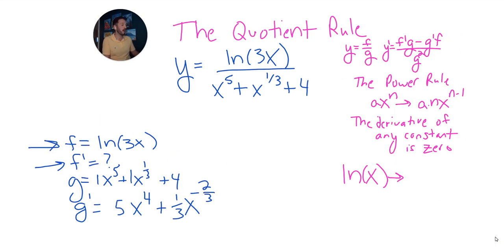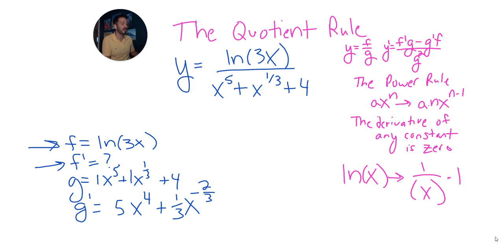Now we have to know this framework, which is ln of x. The derivative of ln of x is 1 over x, but we have to deal with the chain rule here. Okay, so that's the derivative of the outside times the derivative of the inside. The derivative of x is 1. So 1 over x, notice the inside doesn't change, okay, times the derivative of the inside times 1.